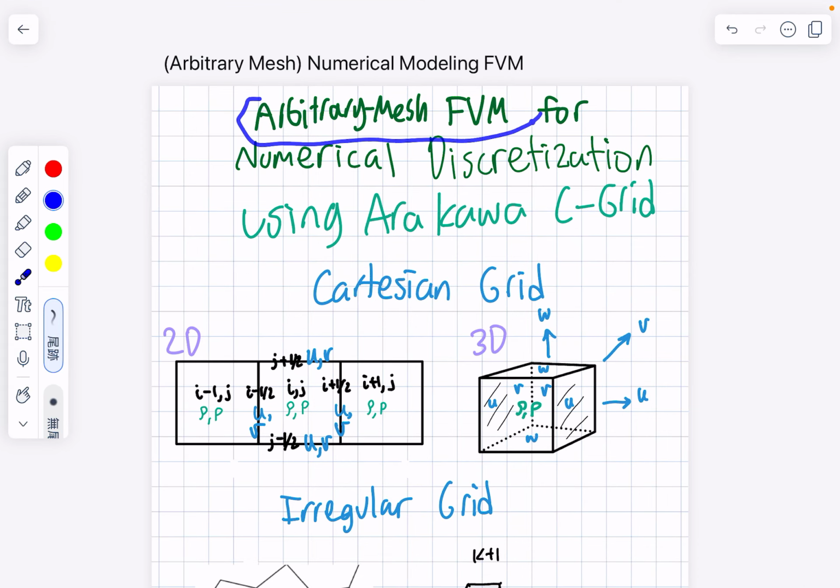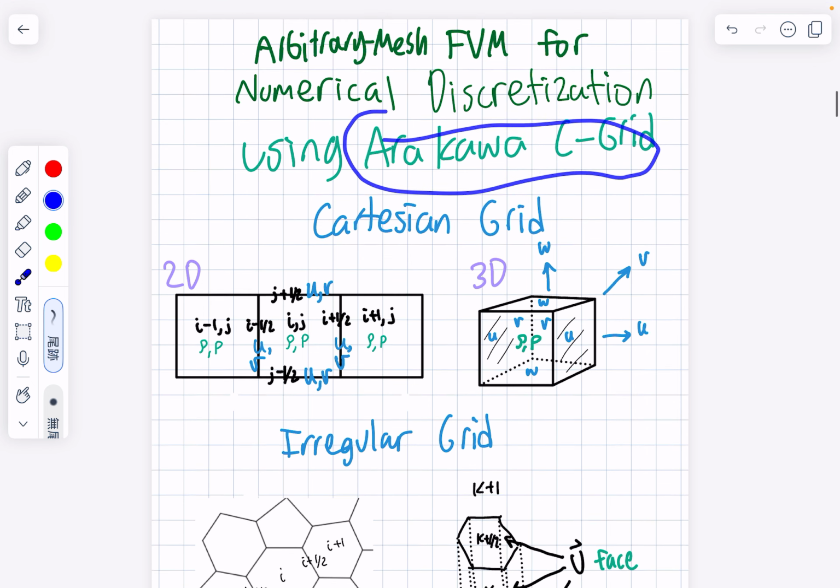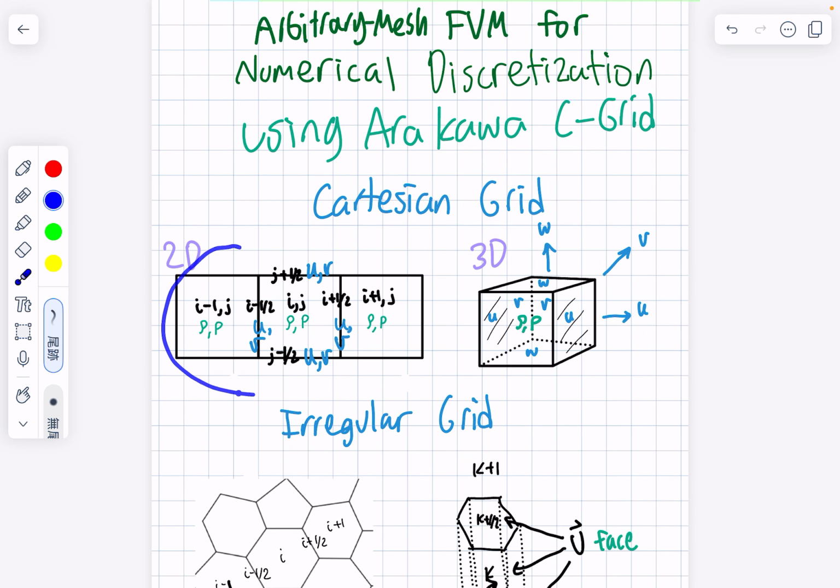In this video, I'm talking about arbitrary mesh finite volume method using an Arakawa C-Grid. Previously, we talked about the Cartesian grid numerical modeling, which is done on squares where the velocities are stored at the edges, and scalars like pressure and density are stored in the cell center. In 3D, it looks like this.